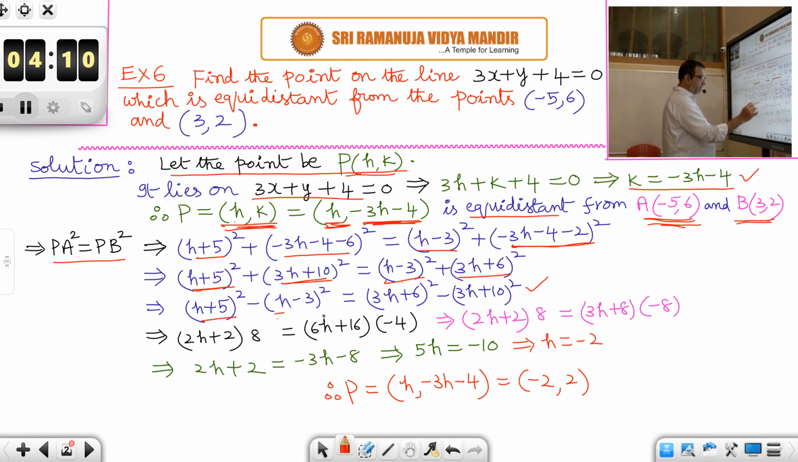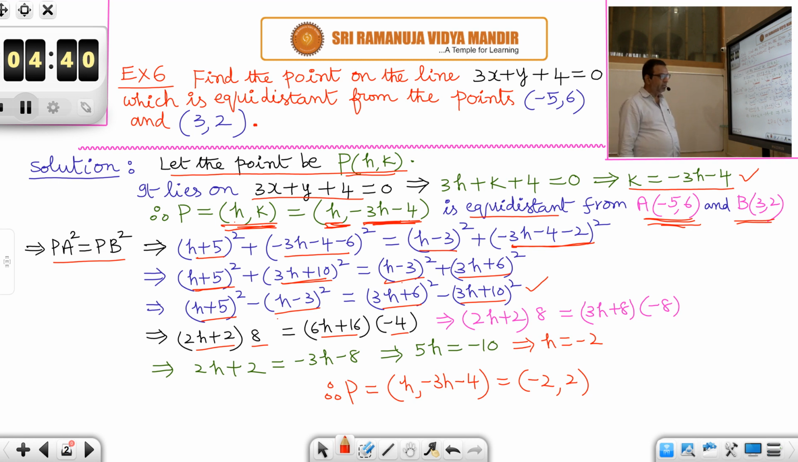So here what is a plus b? 2h plus 5 minus 3, 2h plus 2. What is a minus b? 8. Similarly, right side, what is p square minus q square? p plus q. p plus q is 3h plus 6 plus 3h plus 10, 6h plus 16. p minus q, 6 minus 10, that is minus 4. Okay.